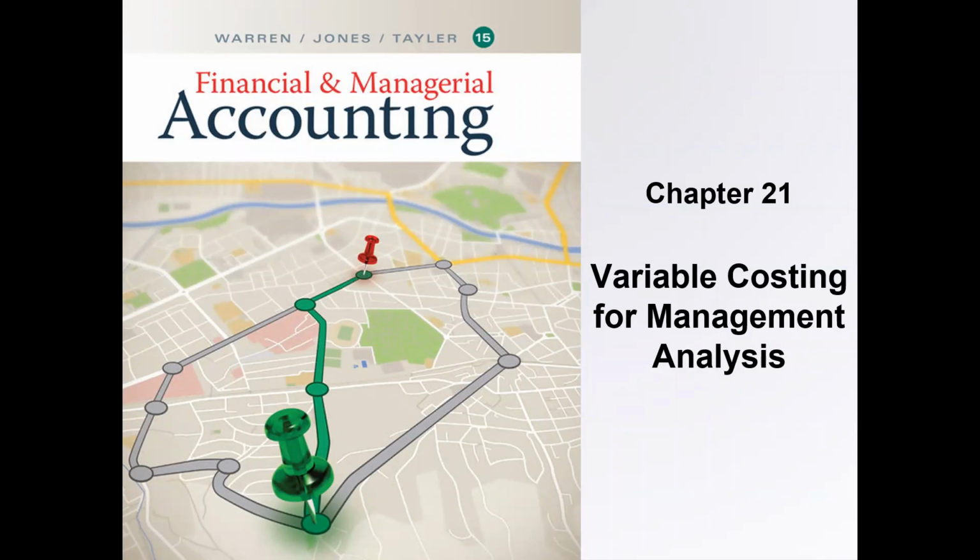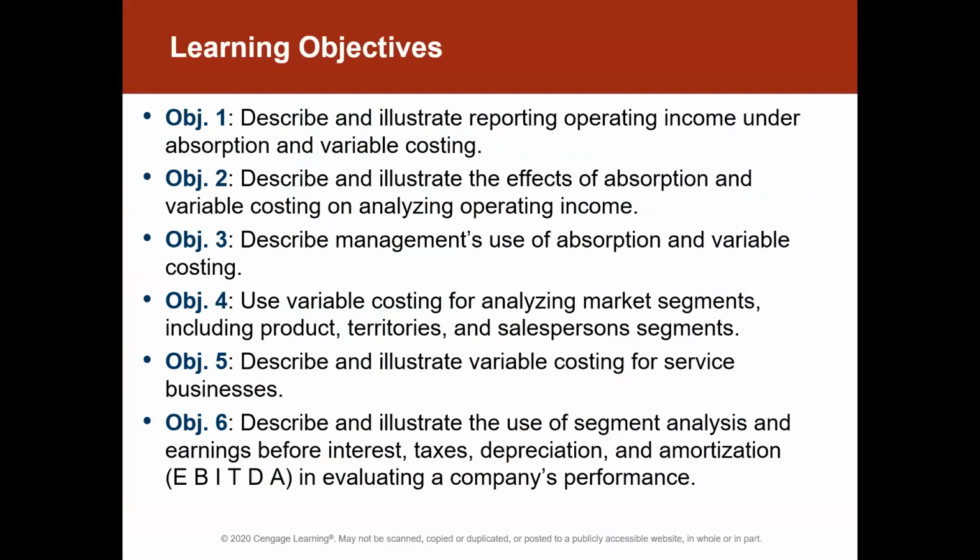You can see the title of this chapter is Variable Costing for Management Analysis. This is a little bit different way of looking at our cost of goods sold, different than what we did in financial accounting and a little bit different than what we've done up to this point. To change pages, you can see that we have a number of learning objectives for this chapter as always, and we'll be moving through the chapter sequentially like this, and we have exercises that deal with almost all of these learning objectives.